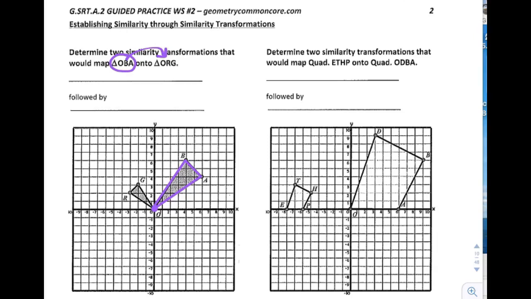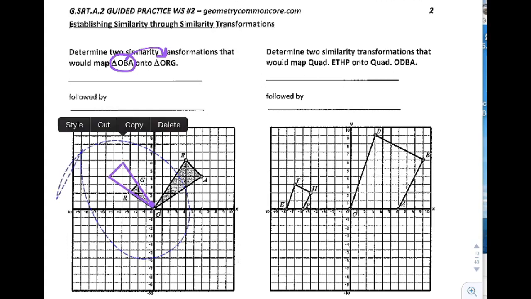In this first example, it wants you to move triangle OBA onto ORG. So it's going to be the big one onto the small one. You are going to rotate this about O, 90 degrees positive, and then you can tell that you are going to dilate it up about the center O by 1/2.